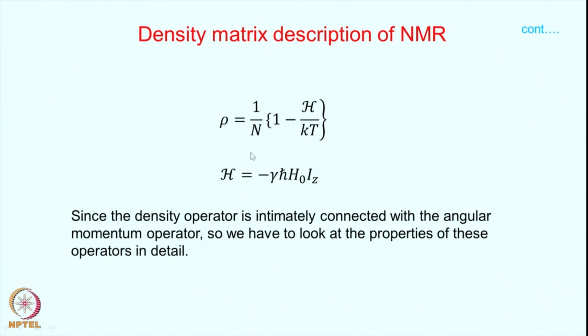For most purposes we will be dealing with I equal to half systems, and we also said we will represent the Hamiltonian by the interactions, and by and large it is represented by this simple expression here. This is minus gamma h cross H naught, where H naught is the field, and Iz is the z component of the angular momentum, the Iz operator. Now, since the density operator is intimately connected with the angular momentum operator, we have to look at the properties of these operators in some detail.